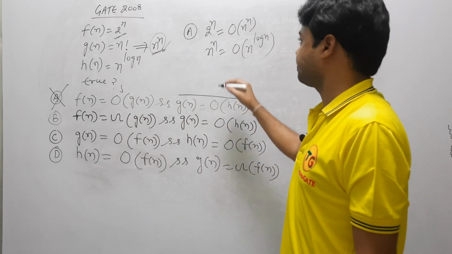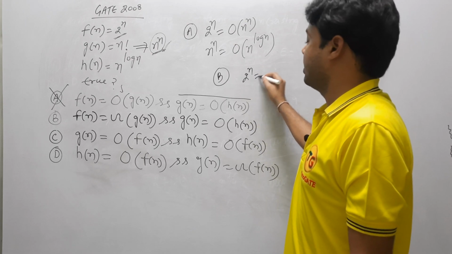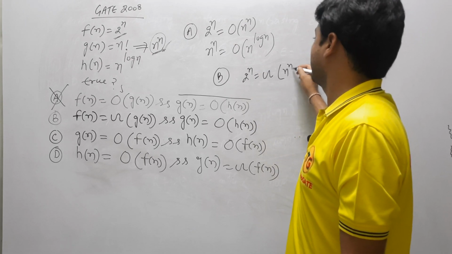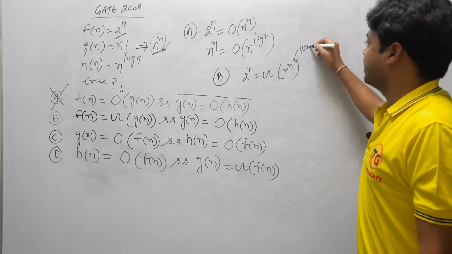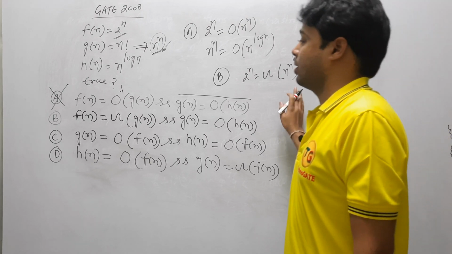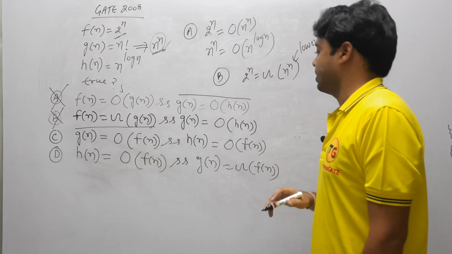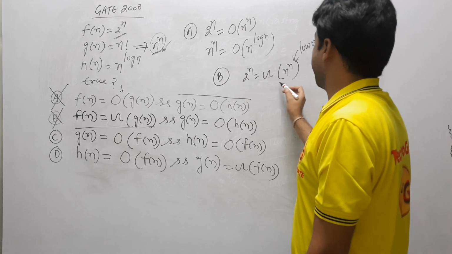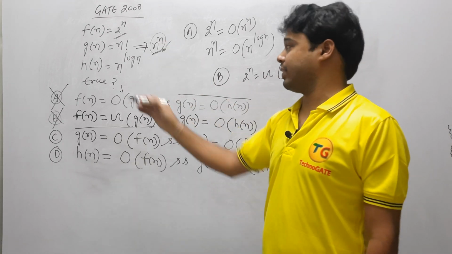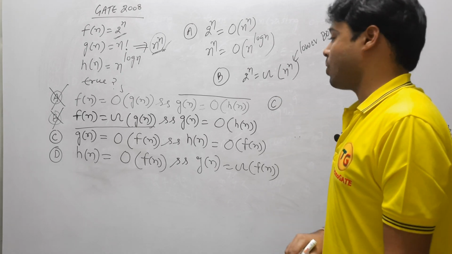Now B is what? F of n, 2 raised to power n, is omega of G of n, n raised to power n. So this must be a lower bound. It is saying this is a lower bound, but it is an upper bound. False because of this. The first part is wrong, so no need to check further. So here it says G of n is a lower bound on F of n. No, not possible.